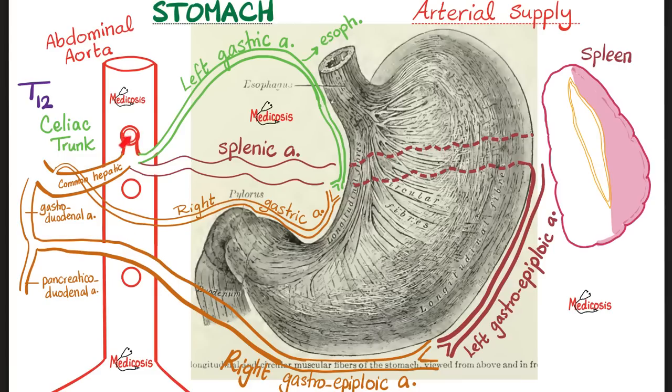That's it. That's the beginning of the trunk, and that's the end of the celiac trunk. We're done. The celiac trunk will immediately divide into 3 terminal branches, which are number 1, the left gastric artery, number 2, the splenic artery, and number 3, the common hepatic artery.